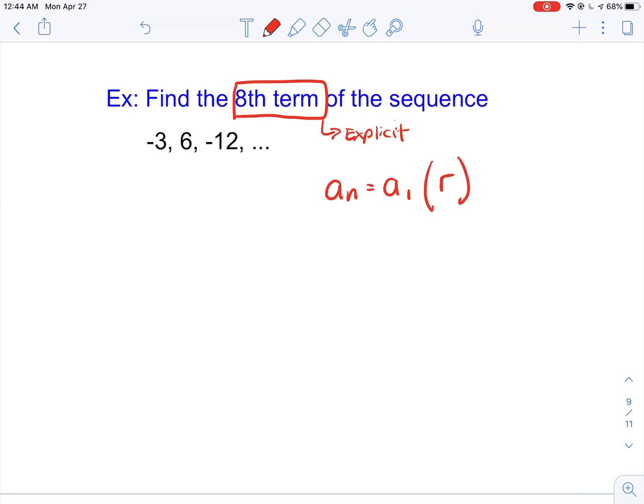Okay, so what is my explicit formula? A sub n is equal to my initial term times my common ratio to the n minus 1. So how do I get from here to here? From -3 to 6, I multiply by a -2. 6 to -12, I multiply by a -2. So my common ratio is -2.